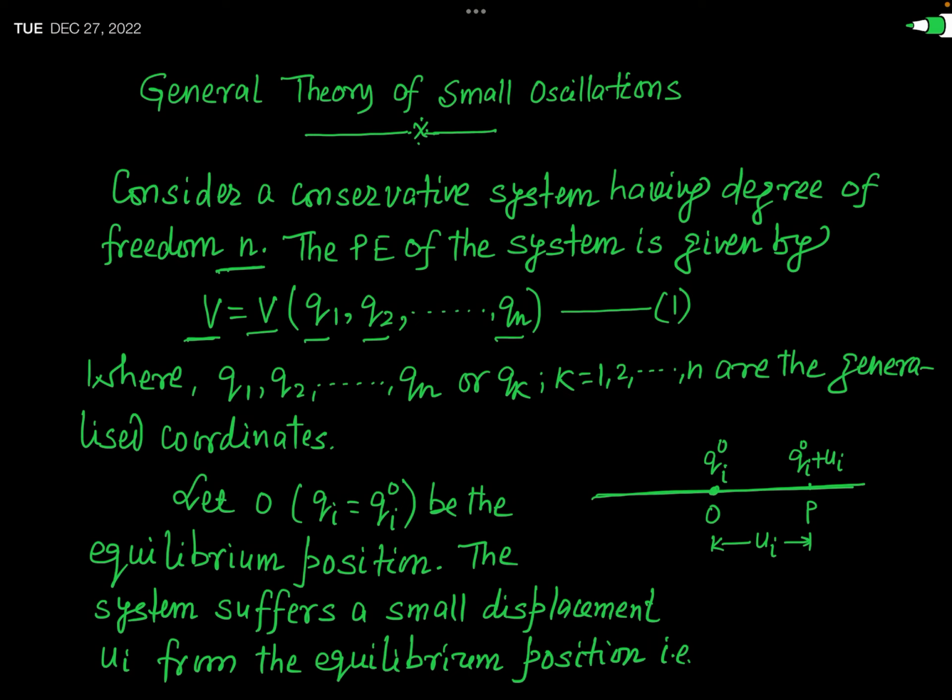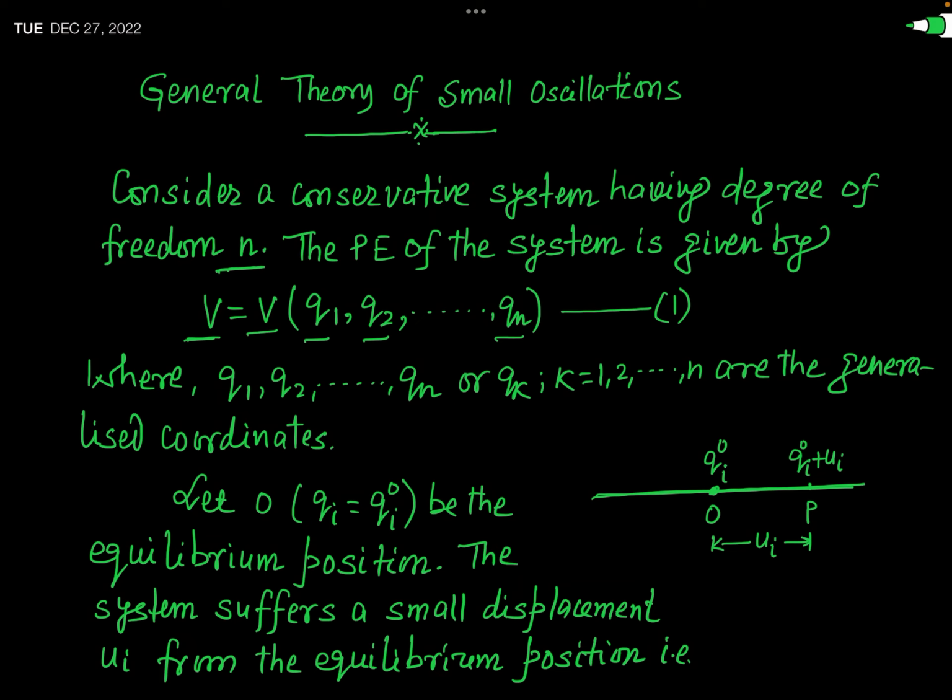Okay. When you say that O is the equilibrium position, it means when the system is at this point O, that is at the point qi0, the net force on the system is 0. Or you may also say that in this condition, the potential energy of the system is an extremum, that is either maximum or minimum or 0. Okay. Now the system is slightly displaced from this equilibrium position O to a point P.